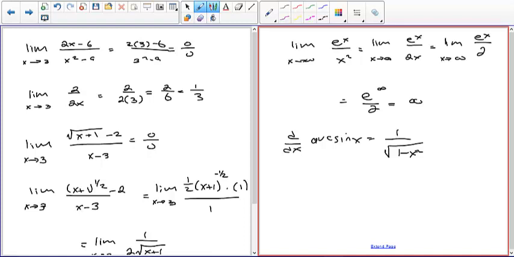In the case of this last example, which I didn't write on the board, but you got on your paper, in that case you end up with, I think, 0 over 0. So it's the traditional version of indeterminacy.